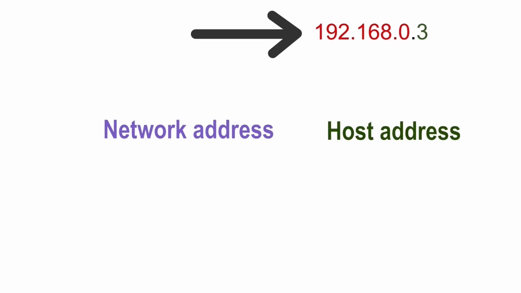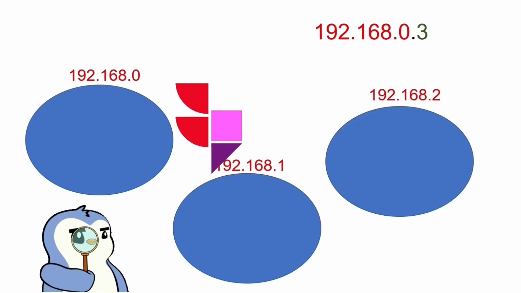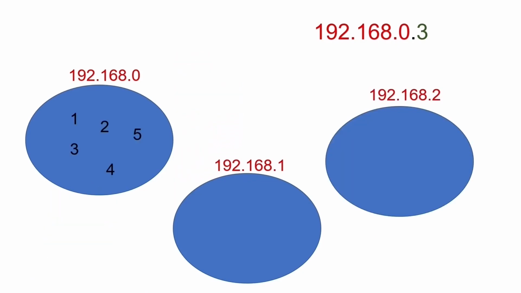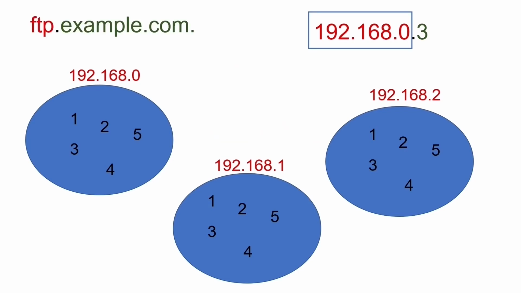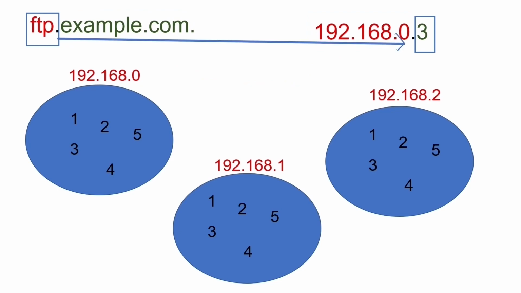For example, in the IP address 192.168.0.3, the network address is 192.168.0, and the host address is 3. Network addresses are used to organize and find IP addresses. Host addresses are used to provide a unique identity to an endpoint or a resource. A network address is like a domain name. A host address is similar to a resource name.